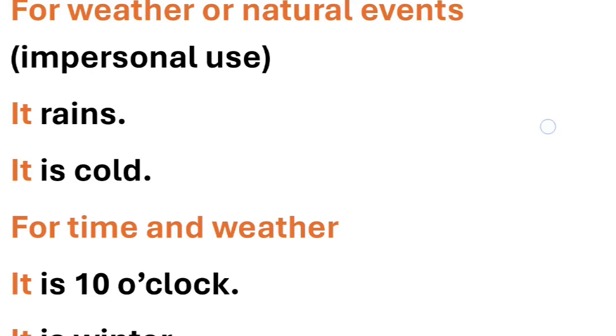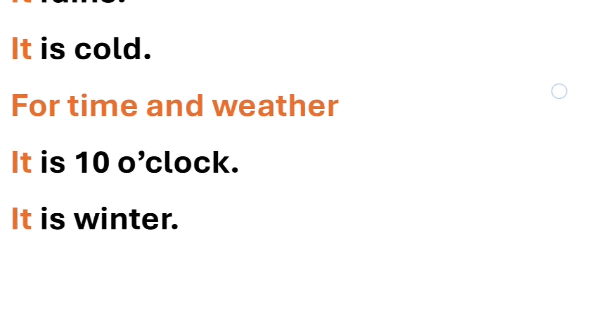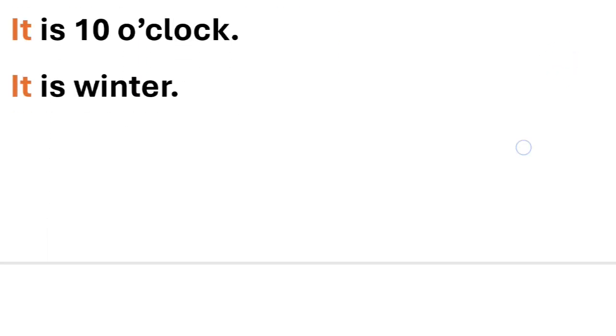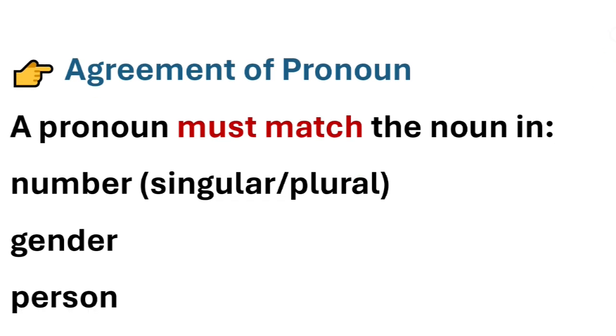So rains, which is a natural event, weather, which is cold. We have used the pronoun it in that case. We use it for time and weather also, when we talk about indicating these things, time and weather. We use it in that case as well. For example, it is 10 o'clock. Now over here we are talking about time. It is 10 o'clock, or it is winter. We use it in that case.